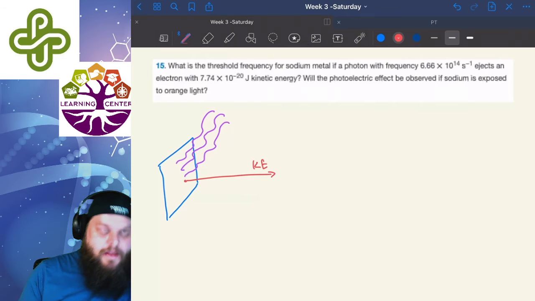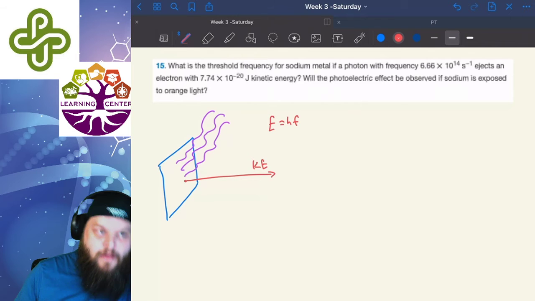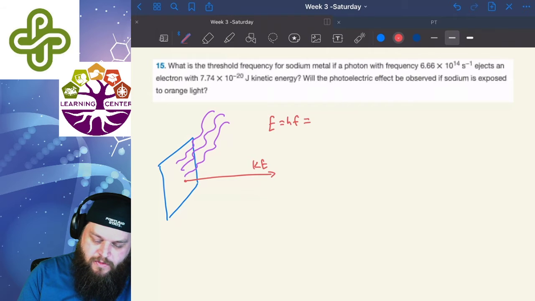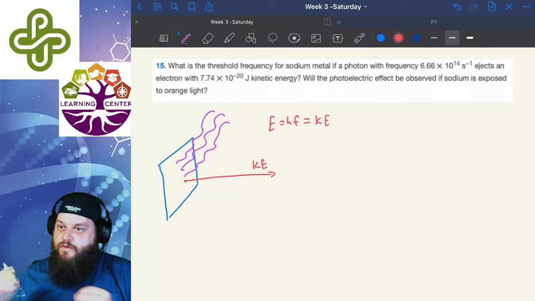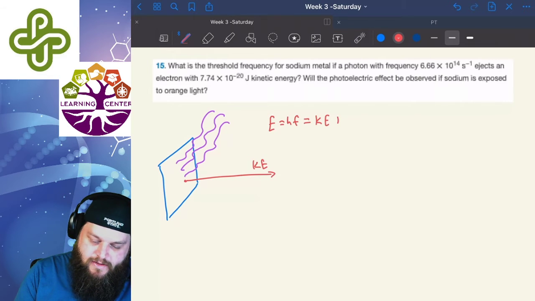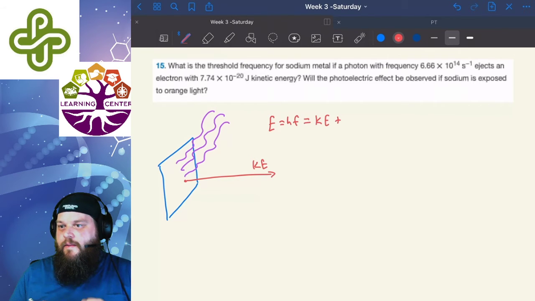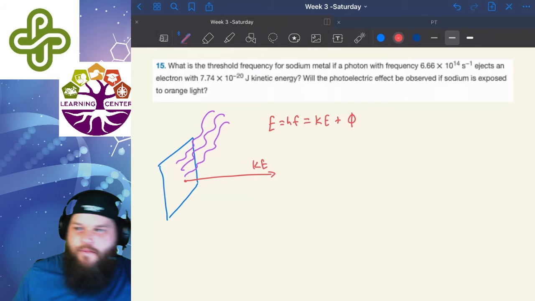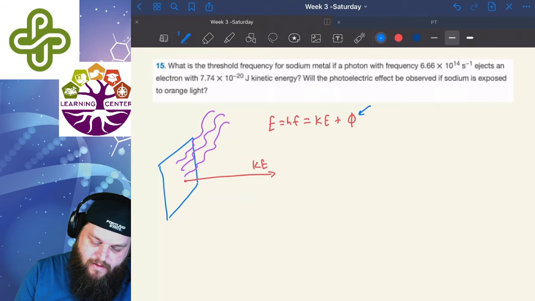So we call this energy of light, which is equal to HF. And we can say that the energy of light that's transferred in would be equal to the kinetic energy, the energy given to the electron that's moving, so it's the energy of motion, essentially, plus the energy it takes to release it from the bond of the atom, to release it from the metal itself. We call that a work function. I'm going to use the phi character there. So this here is my work function.